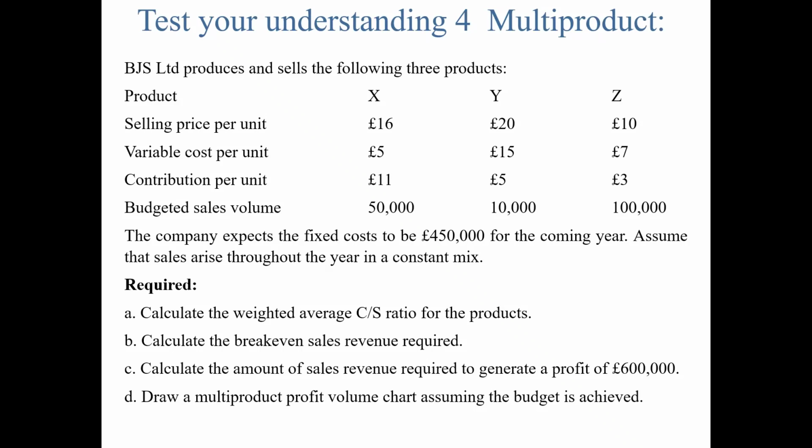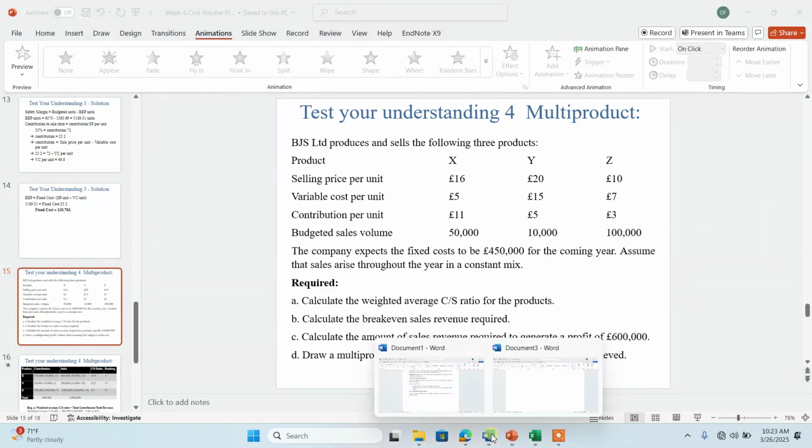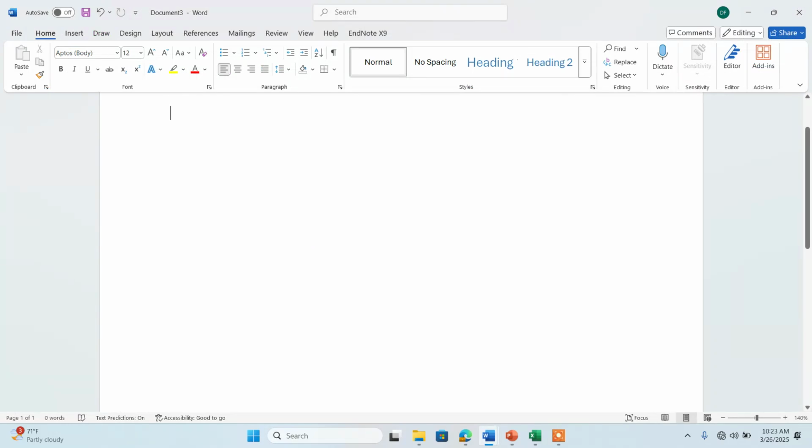Okay, the requirement is that we need to calculate the weighted average contribution to sale ratio for the products. In the previous example, we were focusing on a single product. So the contribution to sale ratio for a single product was contribution per unit divided by the sales per unit.